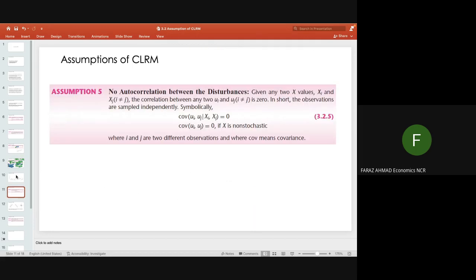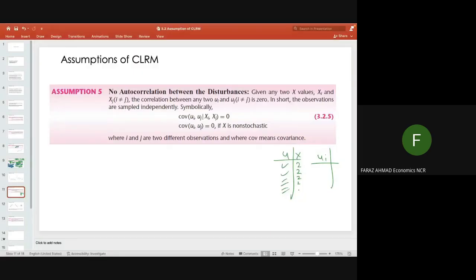Then the assumption of no autocorrelation. It says that the covariance between different U's is zero, right? So if you are taking U's here, there is a column called U, a lot of U's are there. You separate it on some basis, on the basis of X, of course, because it is conditional upon X.